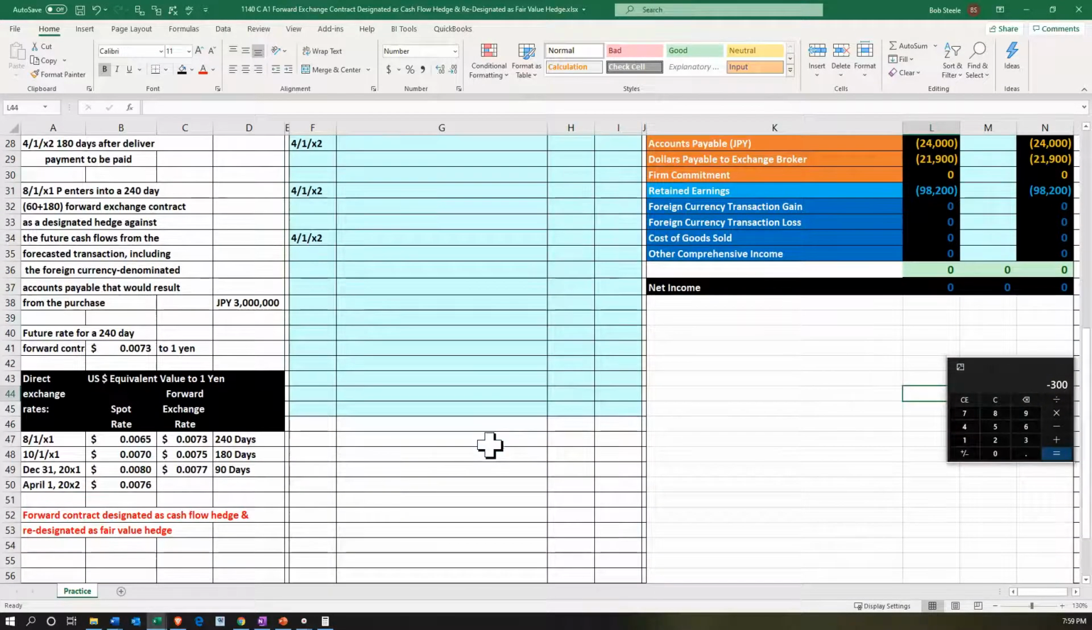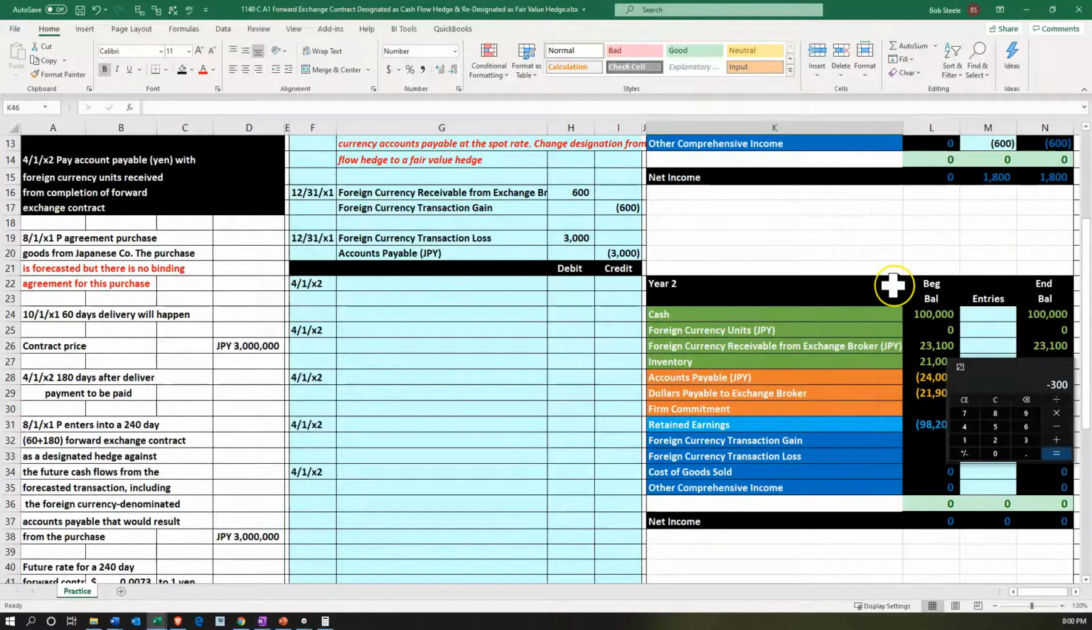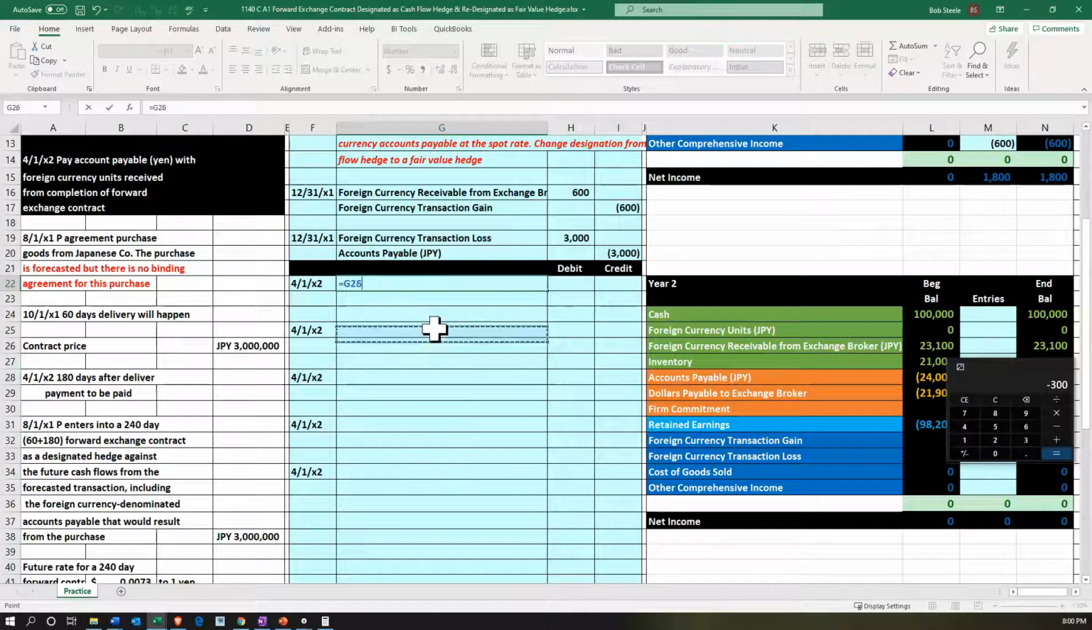Why is it a loss? Because before we were using the forward rate on December where 1 yen was worth $0.0077. But now 1 yen is going to be worth $0.0076. The yen's gotten weaker, and we're talking about a receivable here. We're going to get paid in yen, so we're going to get paid in something that's worth less than it was before, so that means we're going to have a loss. So we've got a loss here, and then the other side is going to go to the foreign currency receivable there.